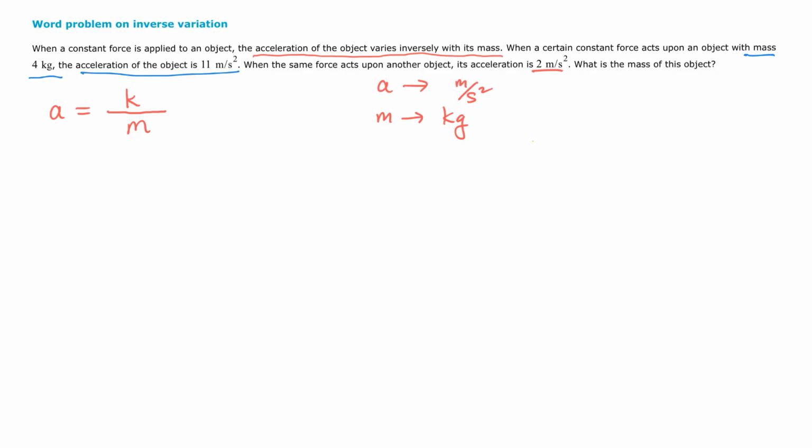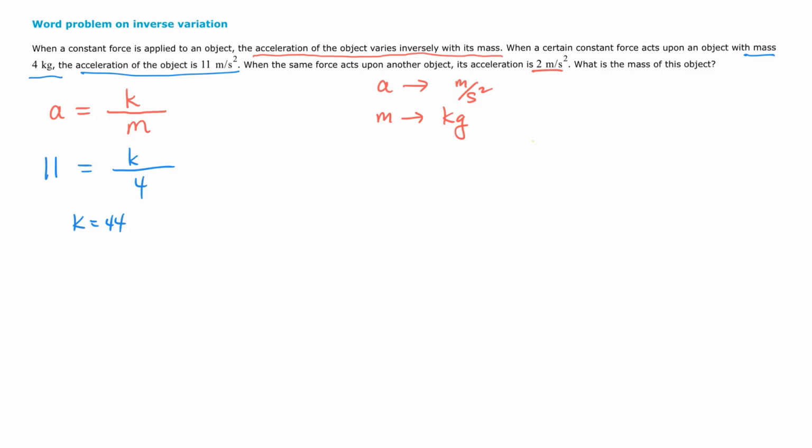And let's just translate that. So the acceleration, 11, is now equal to what? K over the mass, which is 4. So what does this equation allow you to do? Obviously, it allows you to solve for K. So if you multiply both sides by 4, you realize K is 44. And there's your proportionality constant.